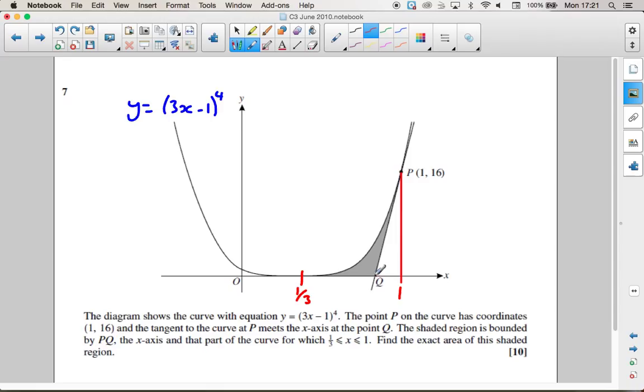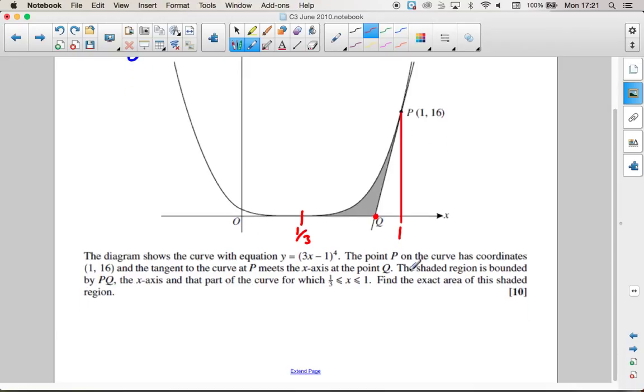What we need to find is this point here, because if we know that point there, we can integrate the curve between a third and 1 and then take away the area of this triangle. If we know the base length of the triangle, we know the height is 16, so we can take away that white shape. So first job is to find this coordinate Q. What do we know about Q? We know Q happens when y equals 0 of this tangent line. So we need to find the equation of the tangent.